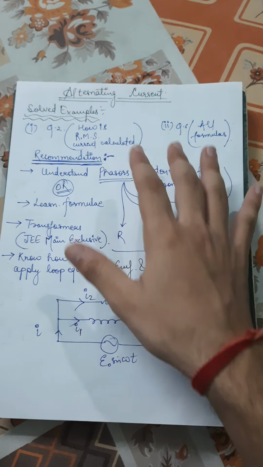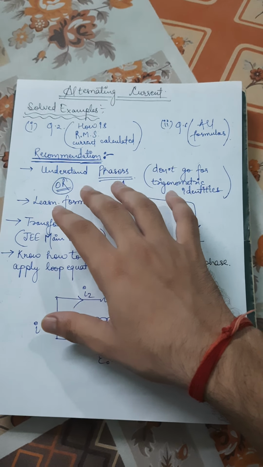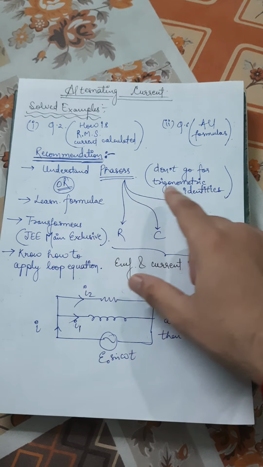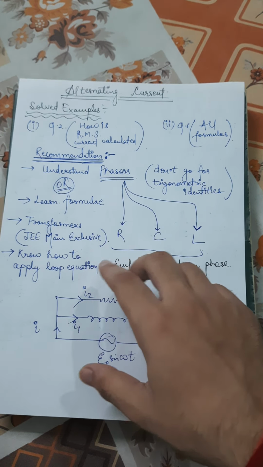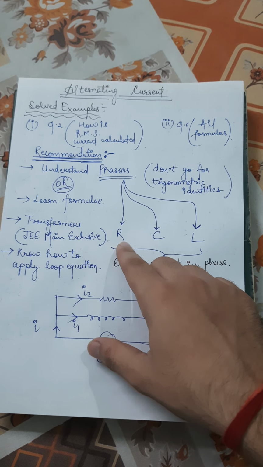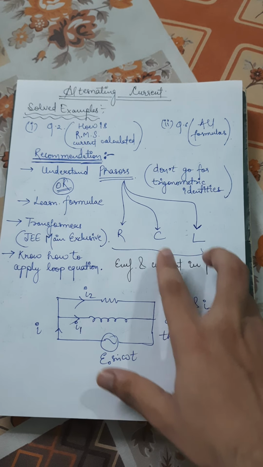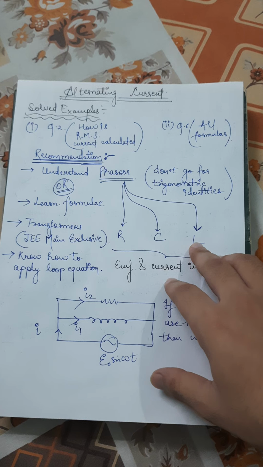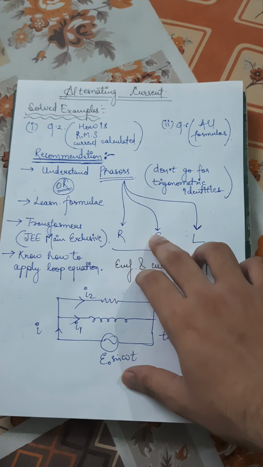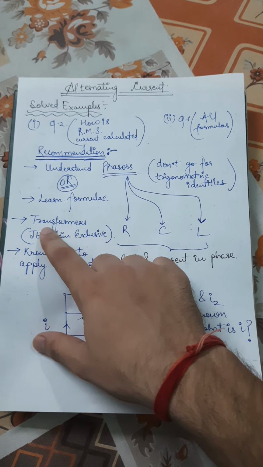So these are 2 questions, and my recommendation in alternating current is that you understand the phasor diagram, right? Don't go for trigonometric identities. And what are phasors? You may have learned it in SHM. You should also remember the EMF and current phase relation in L, C, R individually. For example, what is lagging in L, what is leading in capacitance, and what is the relation between EMF and current direction in resistance.